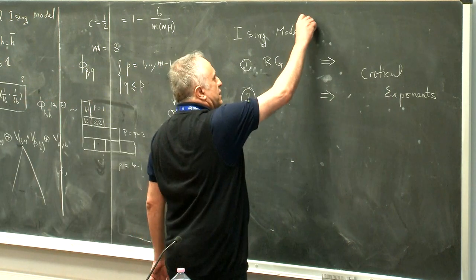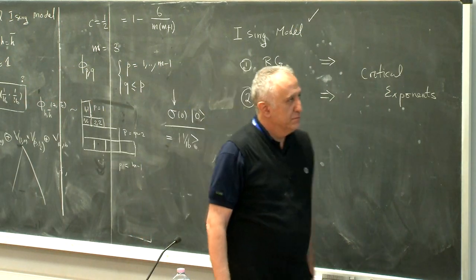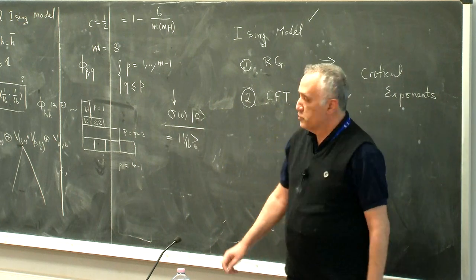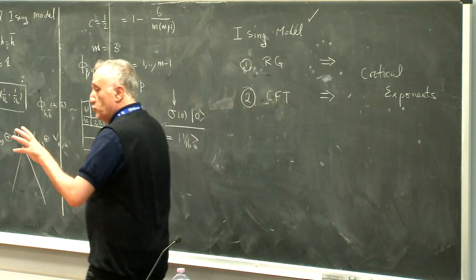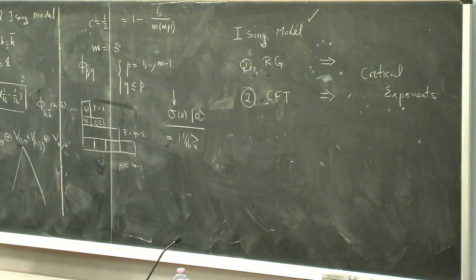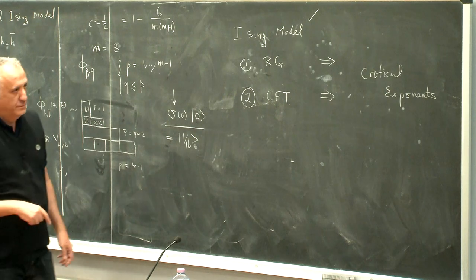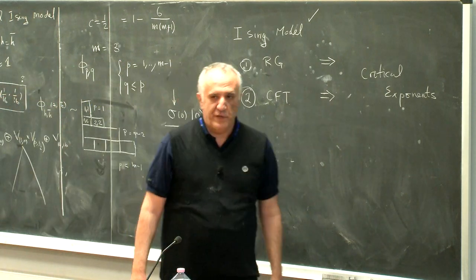Now, I want to give you a second example, percolation, that shows you that this holds. So we want to now look at the percolation problem, to see how RG is defined for it, and also to see how conformal field theory is defined for it. It's a second example where these two concepts come in. So what is percolation?